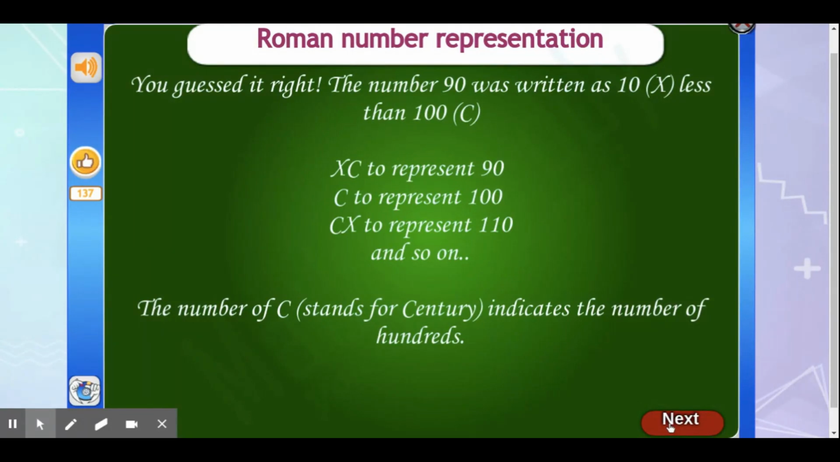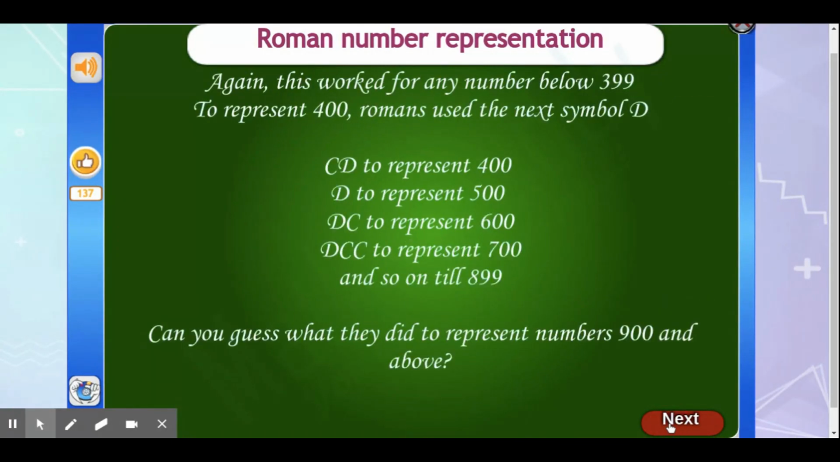So why do we use the letter C? C represents century, right? Century represents 100, right? So that's how Romans used to represent numbers. And again, this will work till you get to about 399.